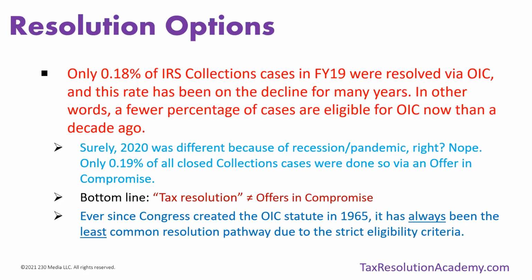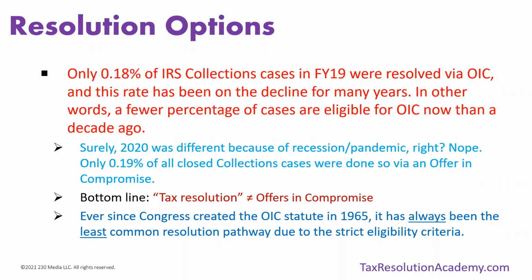So the offer in compromise statute was passed by Congress back in 1965. And it has always been the least common resolution option available for taxpayers due to the strict eligibility criteria. In fact, if you look at the data from fiscal year 2019, you will find that less than 0.18% of IRS collections cases qualified for an offer in compromise.